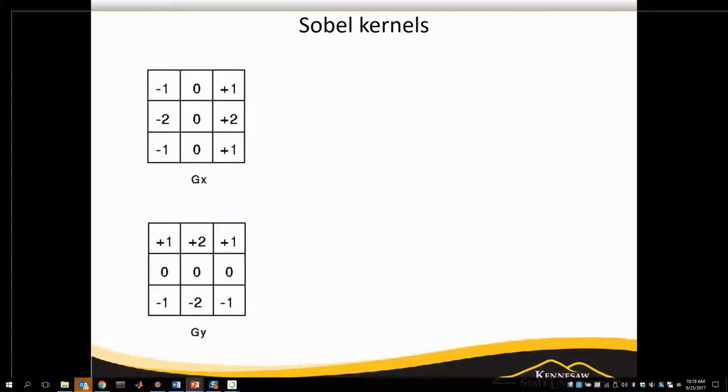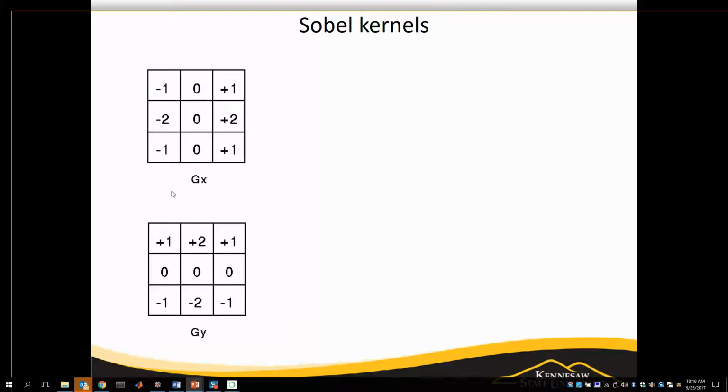Okay? So to start off with, let's look at the Sobel kernels. This one here is for detecting vertical lines. They call that GX because I'm looking for differences in the X direction, and it will find vertical lines. And then this one will find horizontal lines. Okay, so these are 3 by 3 Sobel kernels.